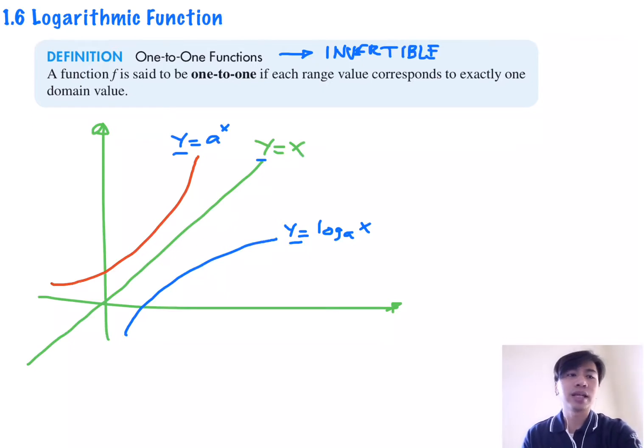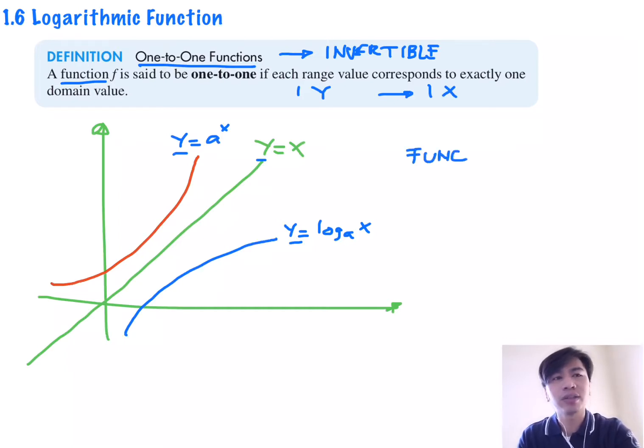About one-to-one functions, a function f is said to be one-to-one if each range value corresponds to exactly one domain value, or we say that a one-to-one function is an invertible function. It means that it can be inversed, okay, invertible function. Now let's try to understand this more. A function f is said to be one-to-one if each range value, so I can change that, let's say 1 y corresponds to exactly one domain value, which is the 1 x.